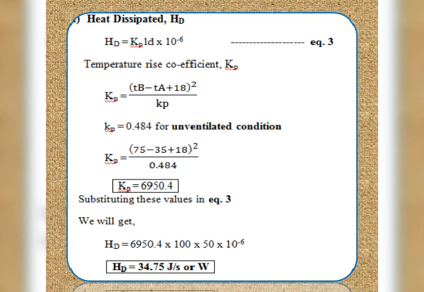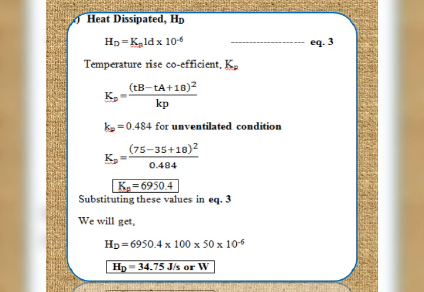Soon after getting the coefficient of friction f is equal to 2.62 into 10 to minus 3 and heat generated H suffix G is 43.51 watts, now we must find the value of heat dissipated H suffix D. And here H suffix D is equal to capital K suffix P into L into D into 10 to minus 6. Call that equation number 3.